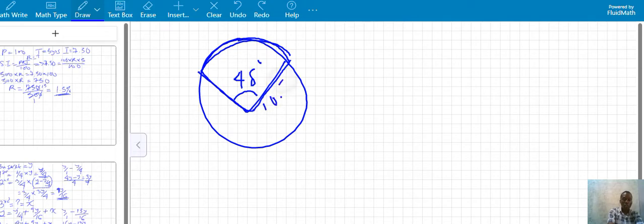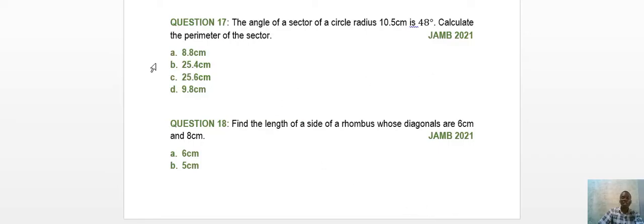10.5 centimeter, right? The radius is 10.5 centimeter. So in this sector, we have two radii, and we have an arc that has this angle, 48. Now the question says you should calculate the perimeter of a sector.